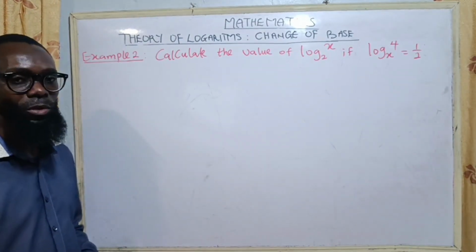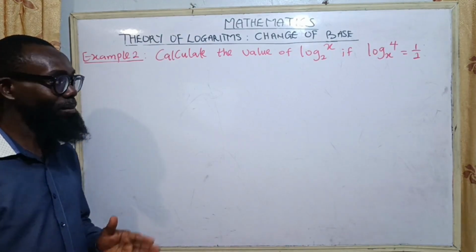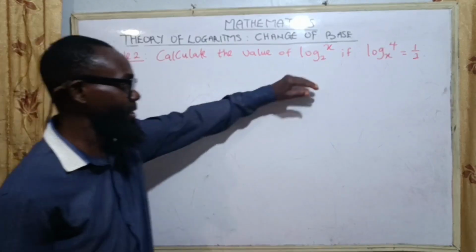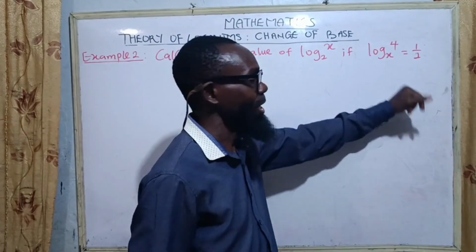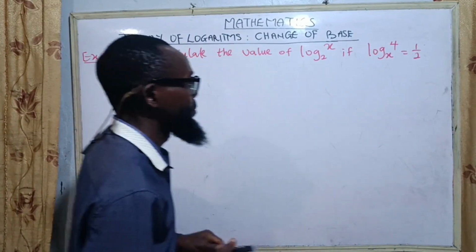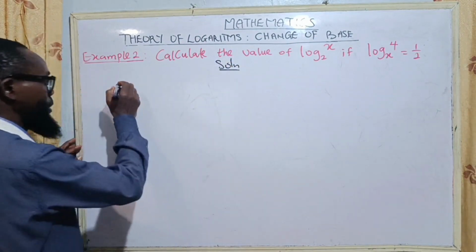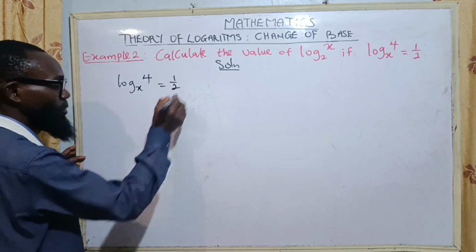Calculate the value of log x base 2 if log 4 base x is equal to 1 over 2. What we want to calculate is log x base 2. But we are going to come from here, meaning we start solving from this place to this point. This is what we need. That is log 4 base x equals 1 over 2.